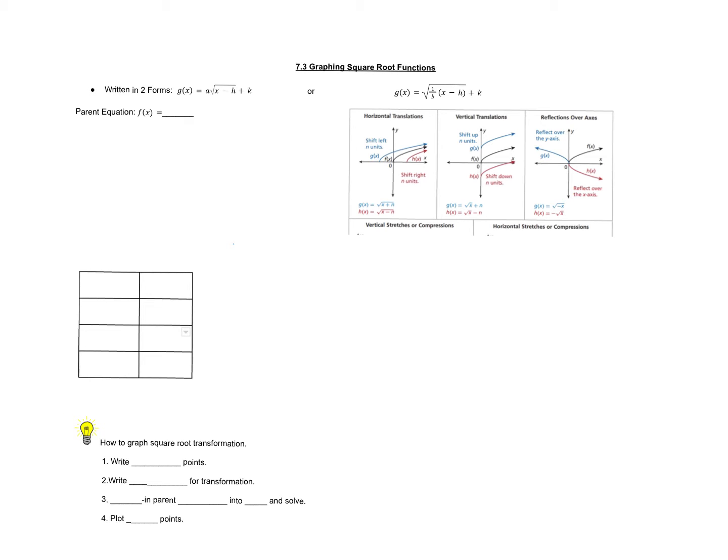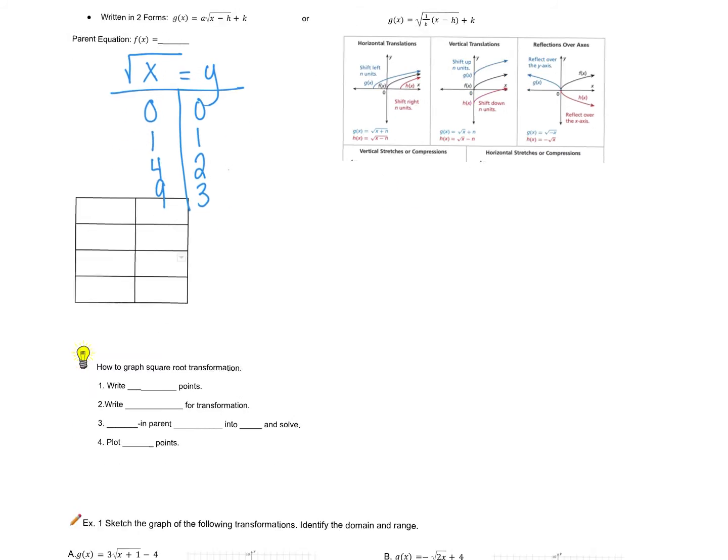All right, so when we have square root equations, we are going to square root our x to get to y. Because we can only square root positive numbers, we are going to start at 0 and choose 0, 1, 4, 9. Square root of 0 is 0. Square root of 1 is 1. Square root of 4 is 2. Square root of 9 is 3.